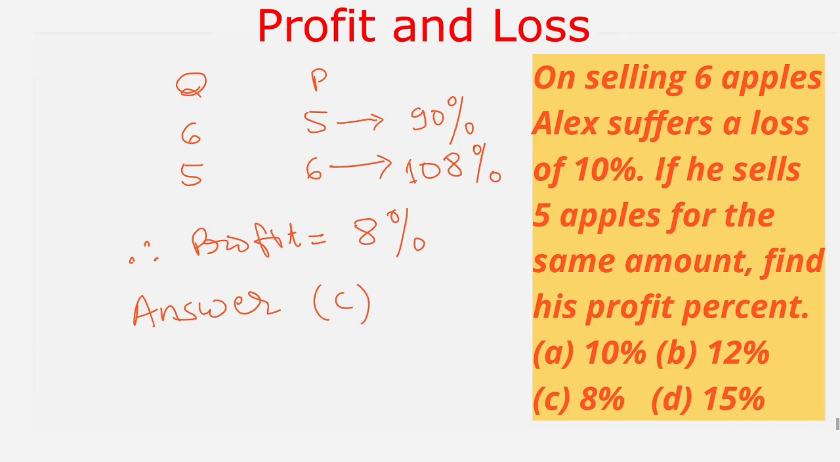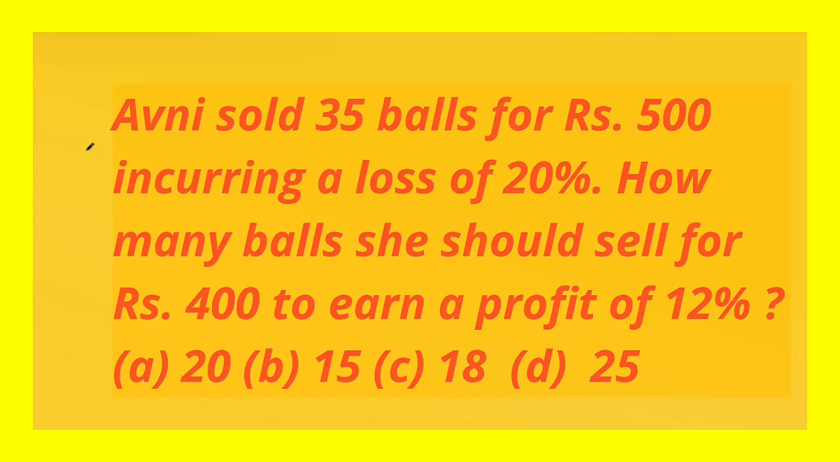It is a very easy question if we use this short trick. We go to the next question. Our question is, Avni sold 35 balls for rupees 500, incurring a loss of 20%. How many balls should she sell for rupees 400 to earn a profit of 12%? Our options are option A 20, option B 15, option C 18, option D 25.